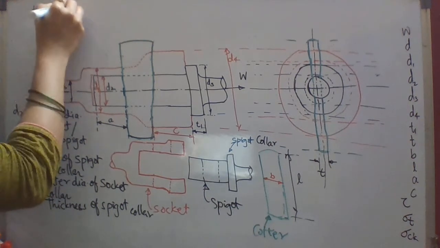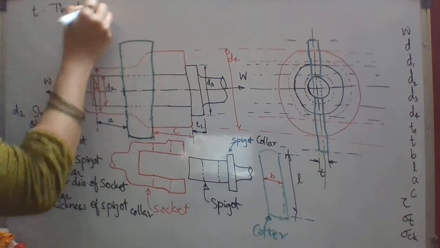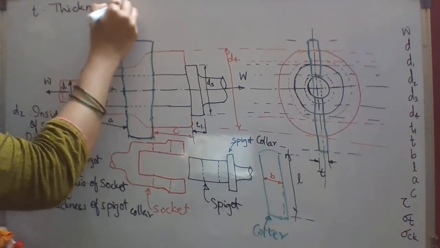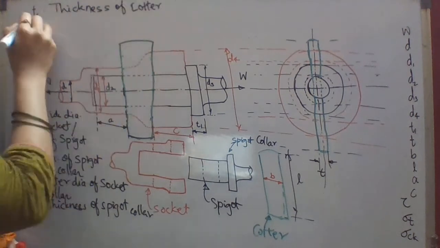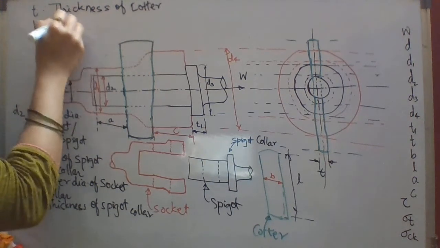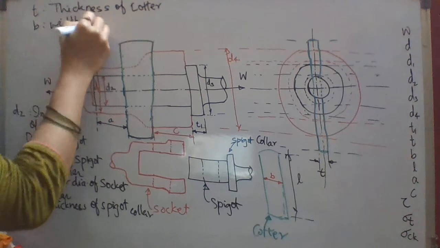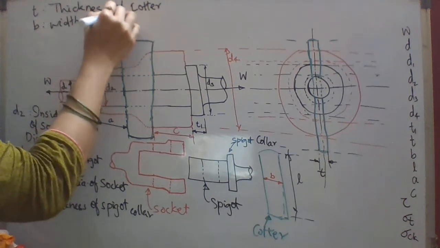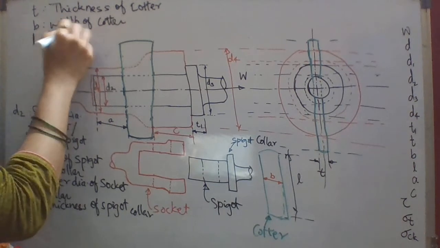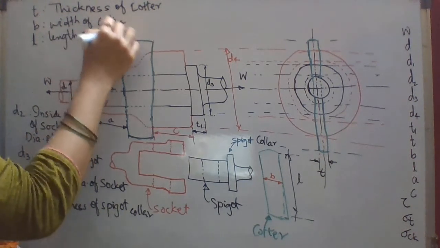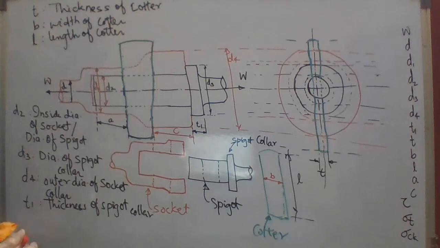T, thickness of quarter. B, width of quarter, and L, length of quarter. So B, T, and L.